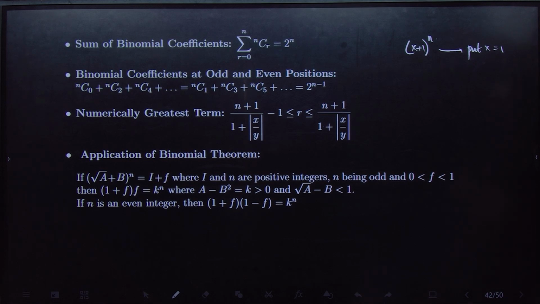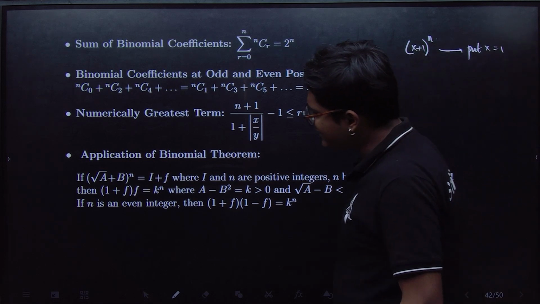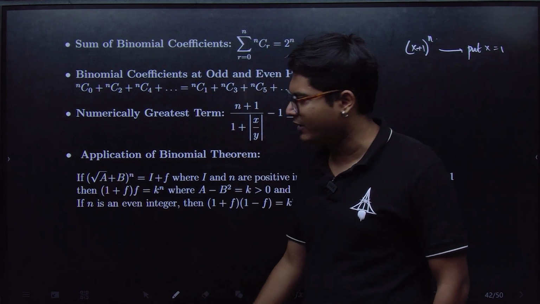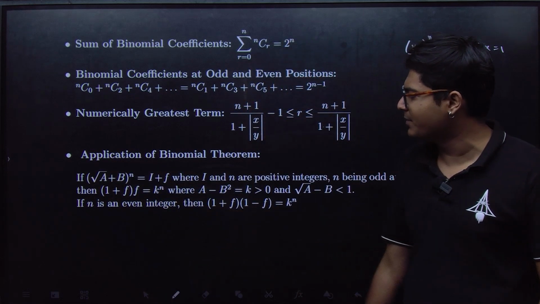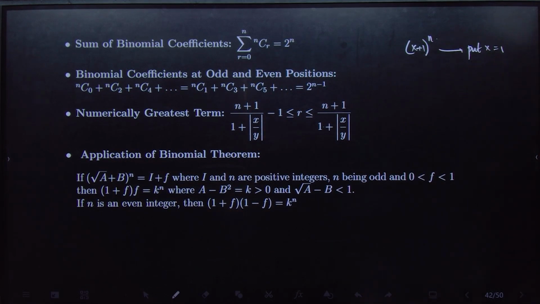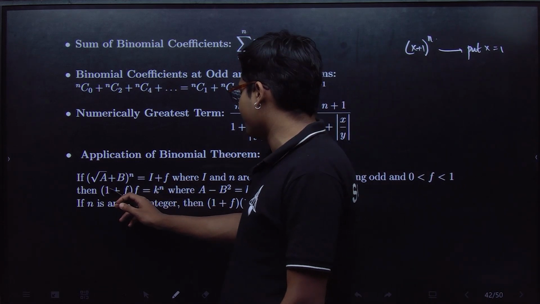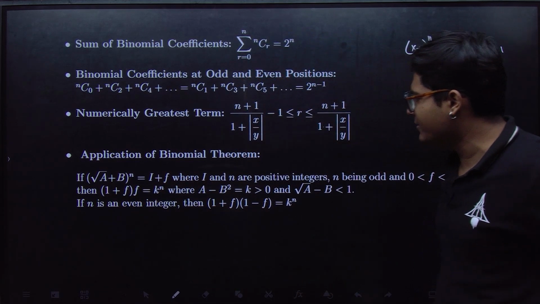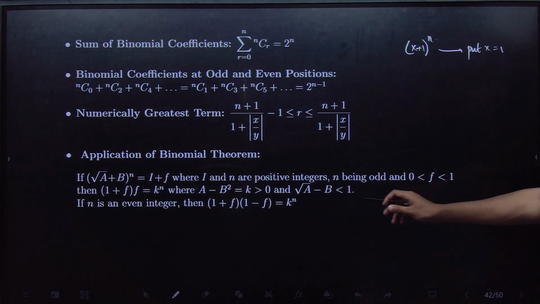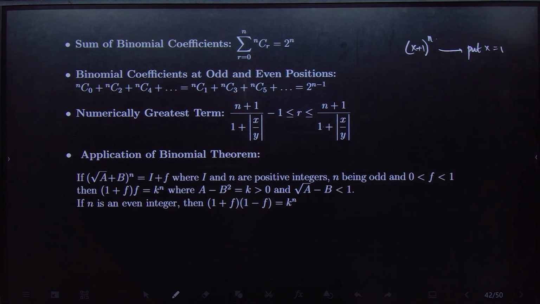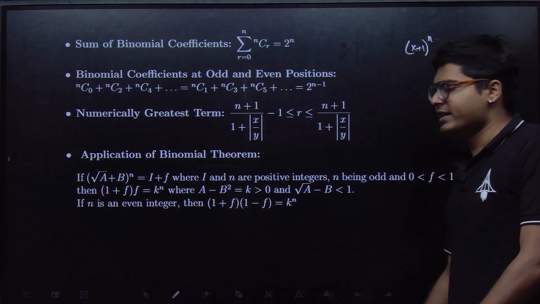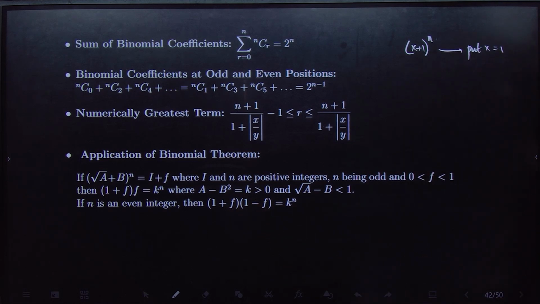One application of binomial theorem that we use frequently is that if you look at the expansion of (root a plus b) whole to the power n, anything of this form, it's going to be some integer I plus some fractional part f. This fractional part is going to be between 0 and 1, and from here you can say that (1 plus f) times f is nothing but k to the power n, where k is nothing but a minus b square, and root a minus b is less than 1. Similarly, if n is an even integer, then you get that (1 plus f) times (1 minus f) is nothing but k to the power n.